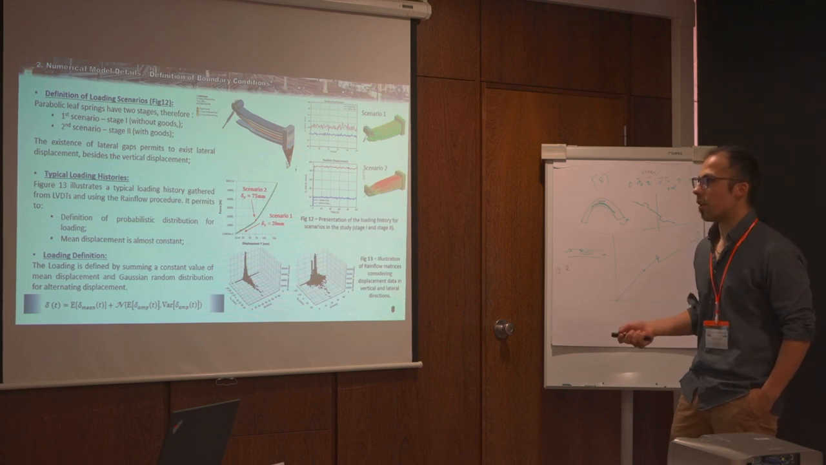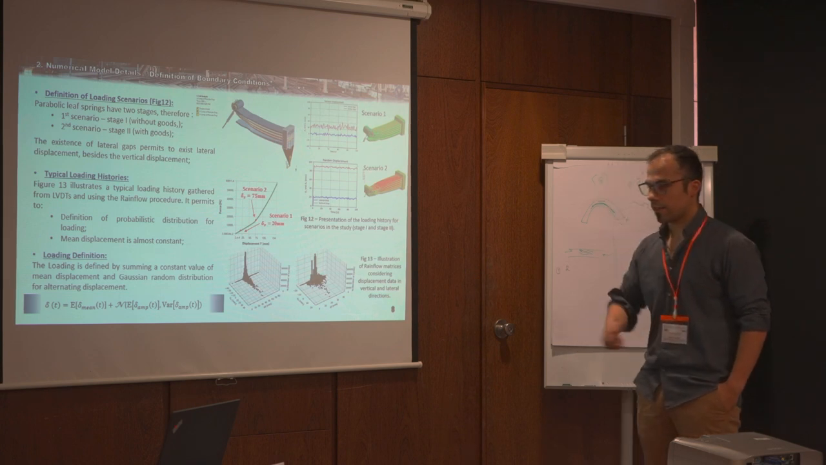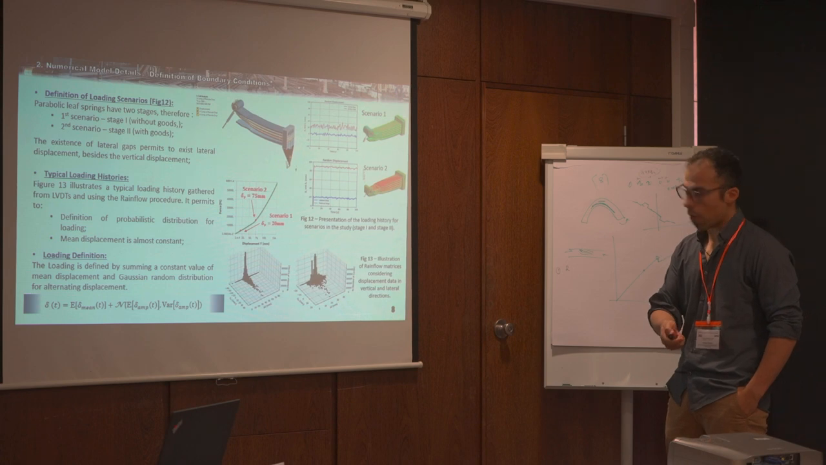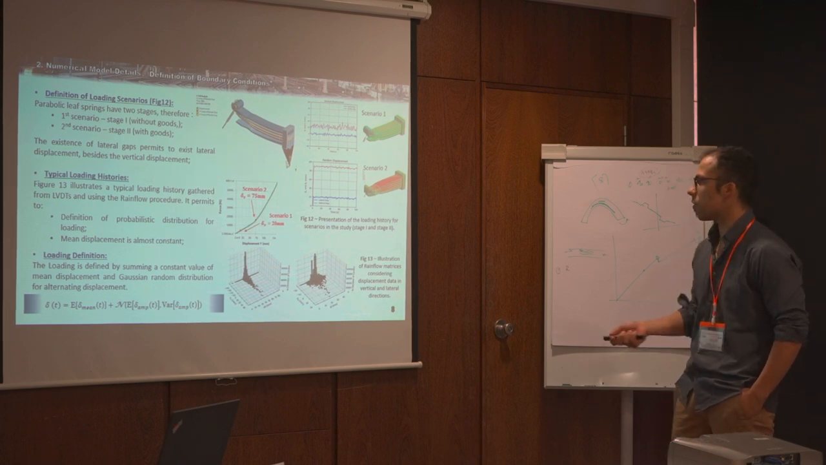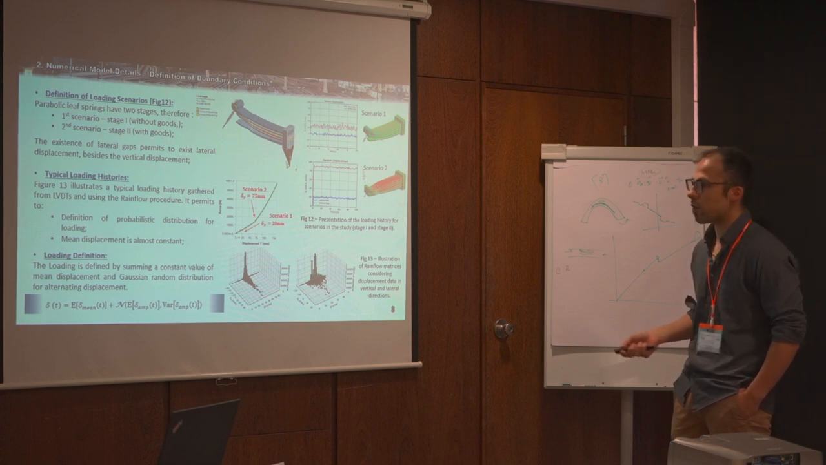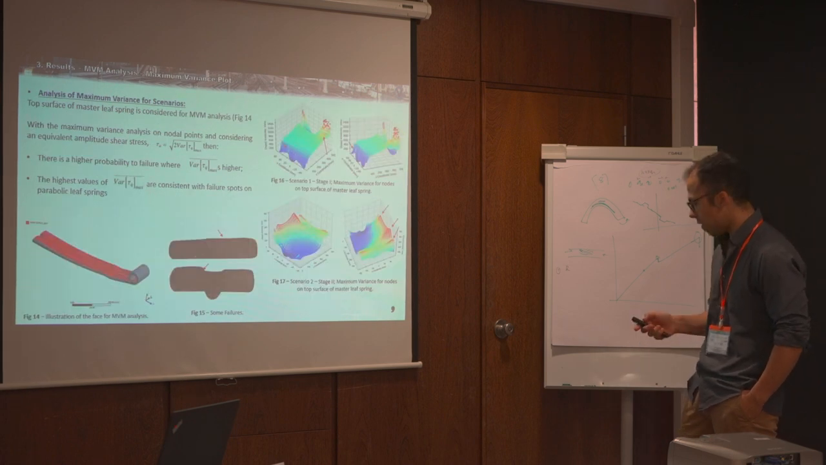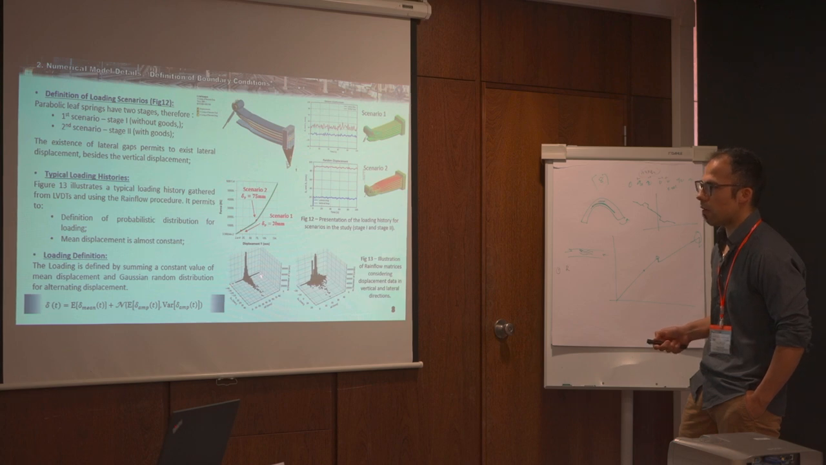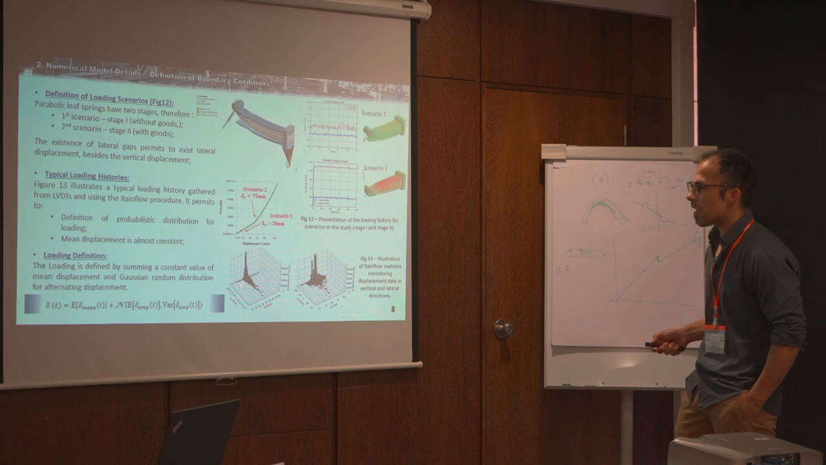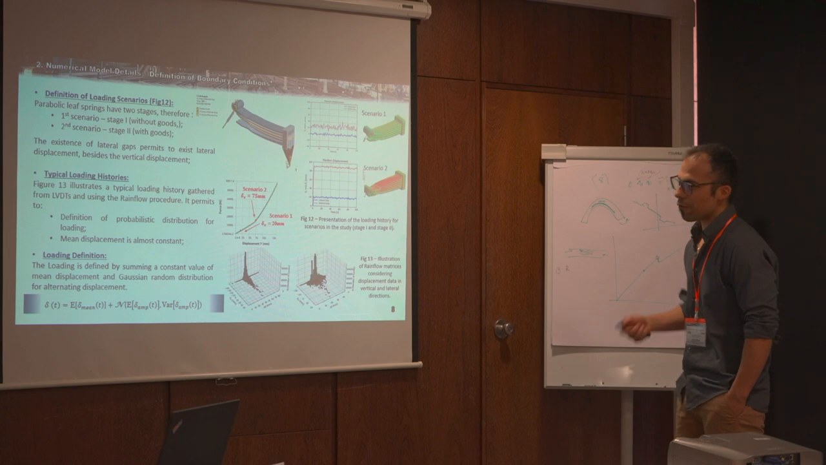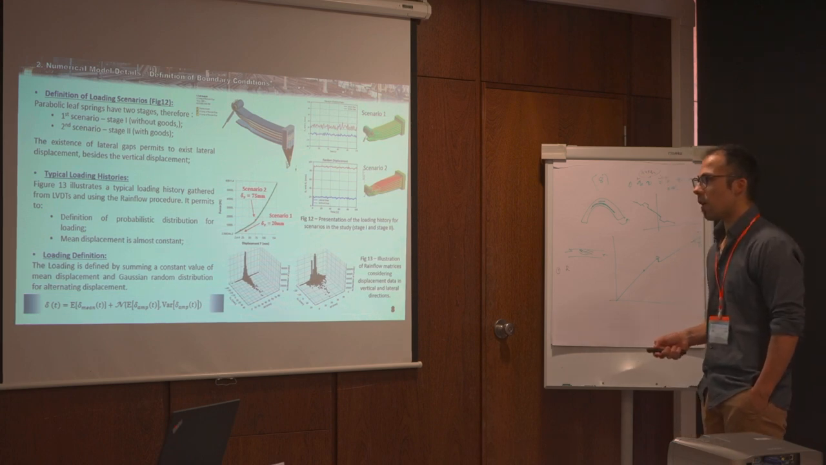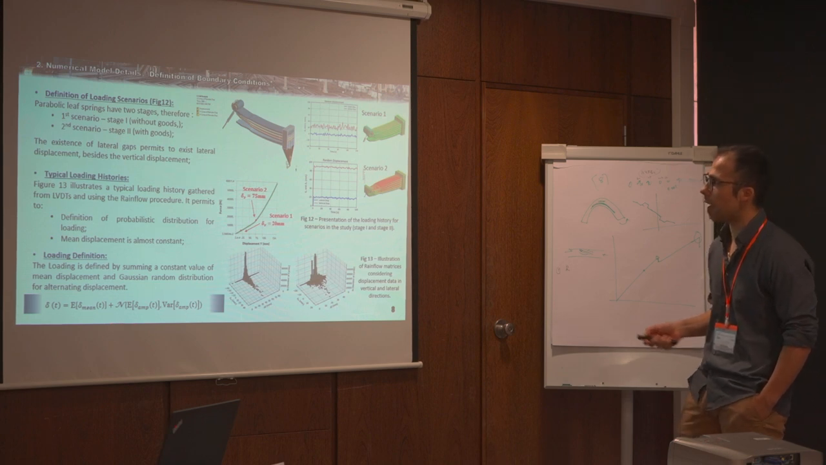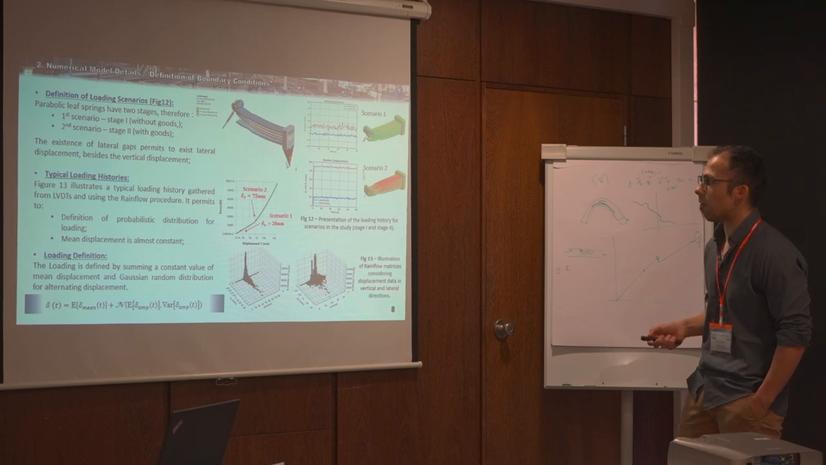Well, to define the loading, we need to understand the randomness of the amplitude, the displacement amplitude. So we collected data from LVDTs in experiments in real conditions, and we used rainflow procedures to determine the rainflow matrix, and we can see that the mean displacement is mainly constant, but the amplitude follows a normal distribution. So if we take this information into account, we can create the displacement that we need to apply in the parabolic springs.